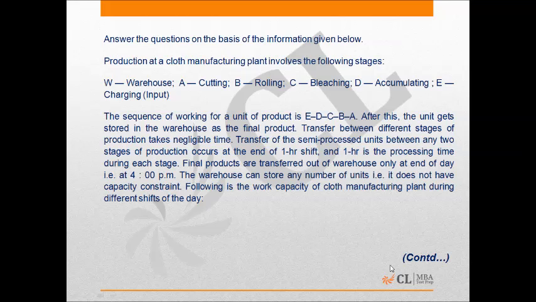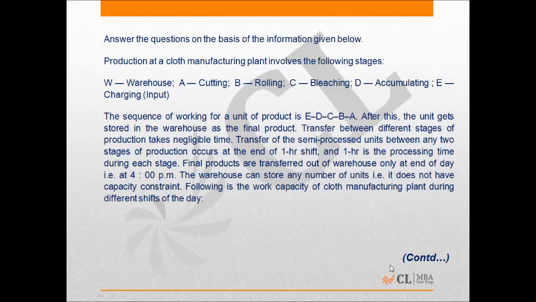Now coming to the nature of this set, or content of this set. Here production at a cloth manufacturing plant involves the following stages. First one is W warehouse, A cutting, B rolling, C bleaching, D accumulating, and E charging. The sequence of working for a unit of product is E, D, C, B, and A.